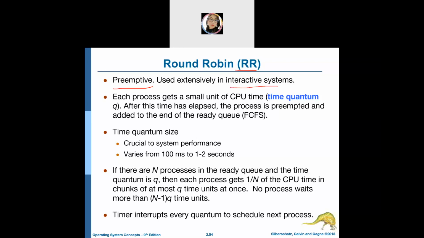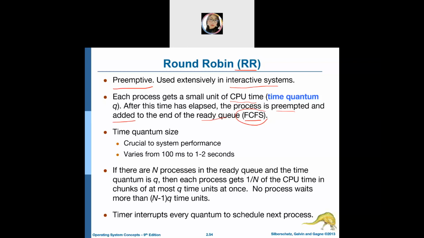Each process gets a small unit of CPU time, which is the time quantum, which is Q. After this time has elapsed, the process is preempted and added to the end of the ready queue, going to use also your FCFS. It's going to apply also.